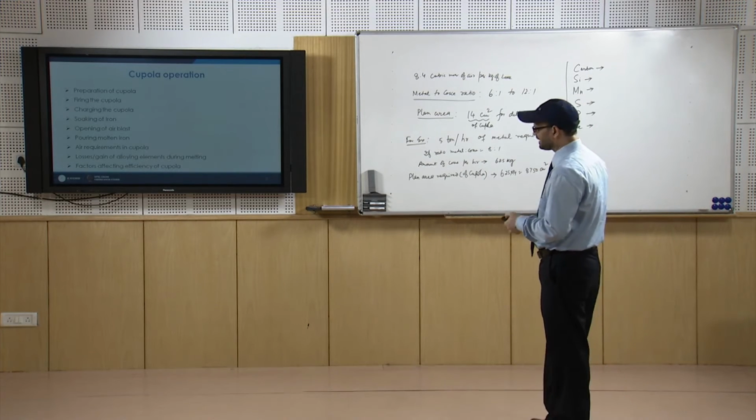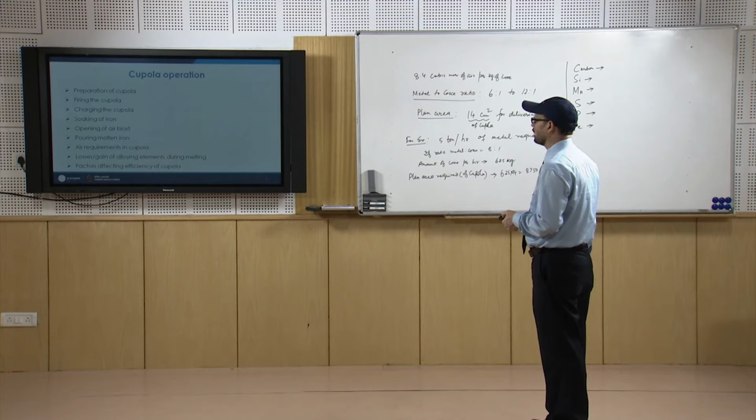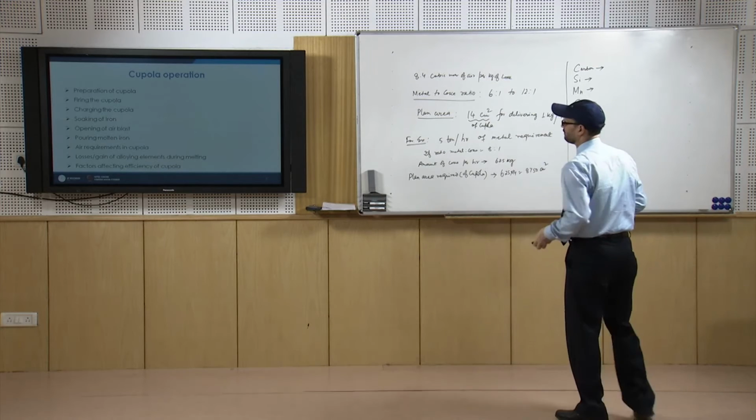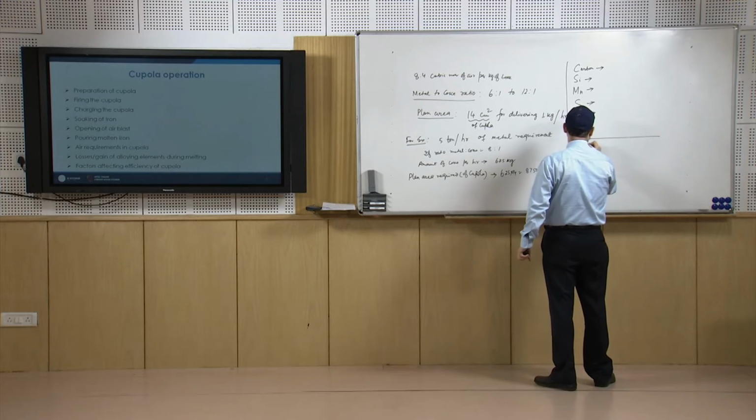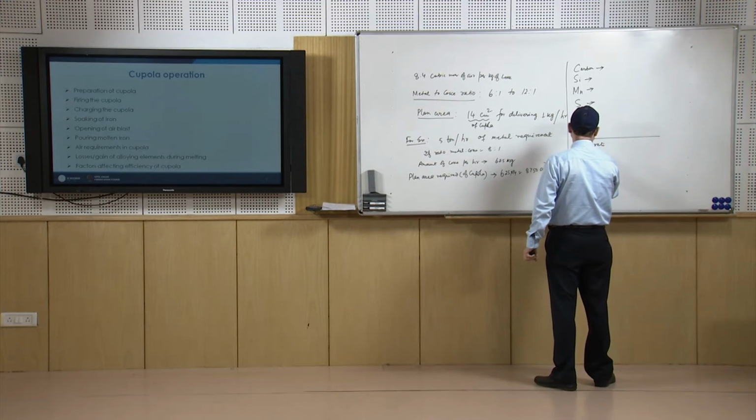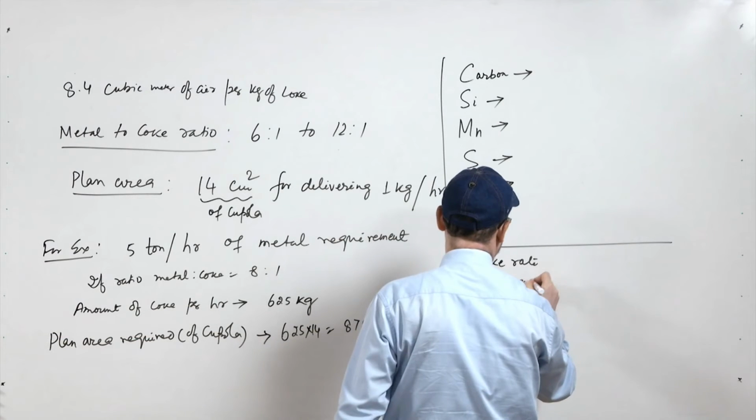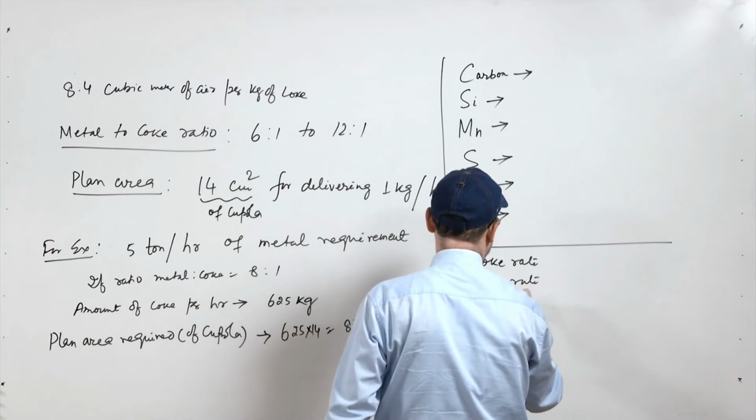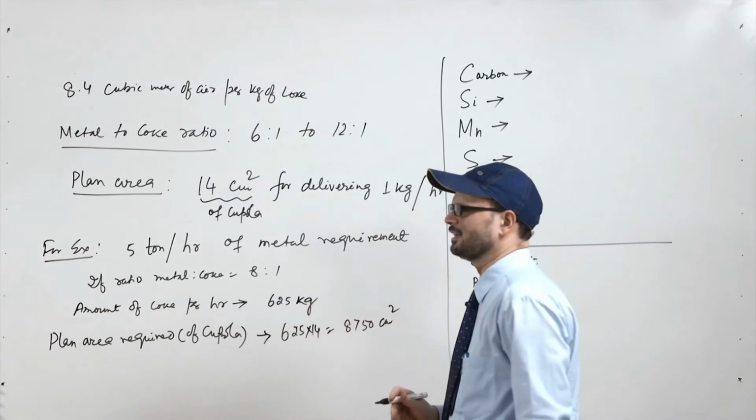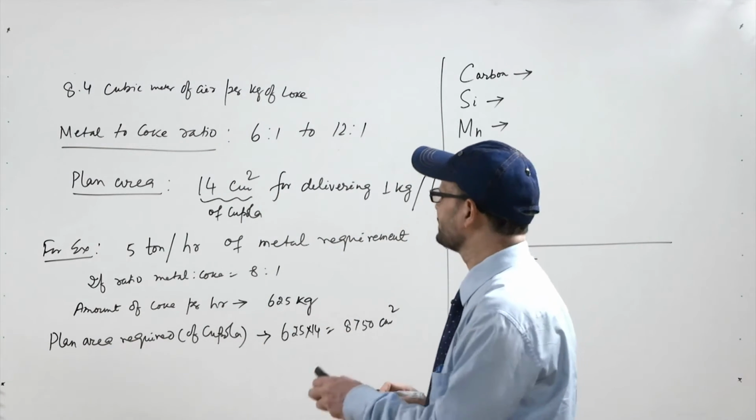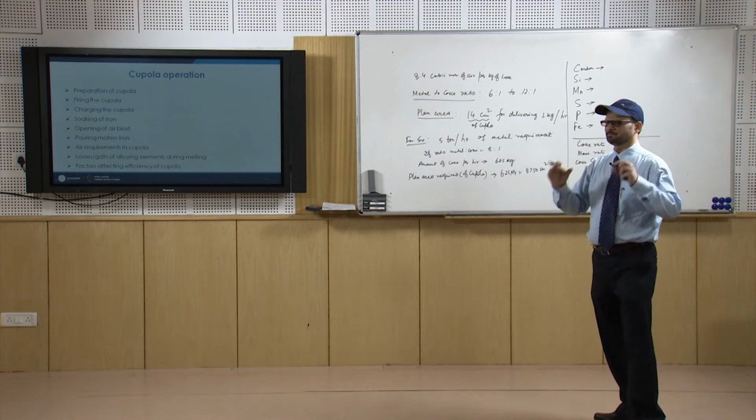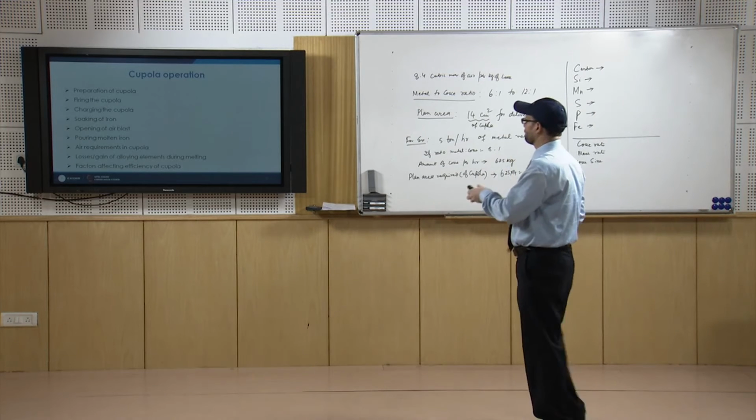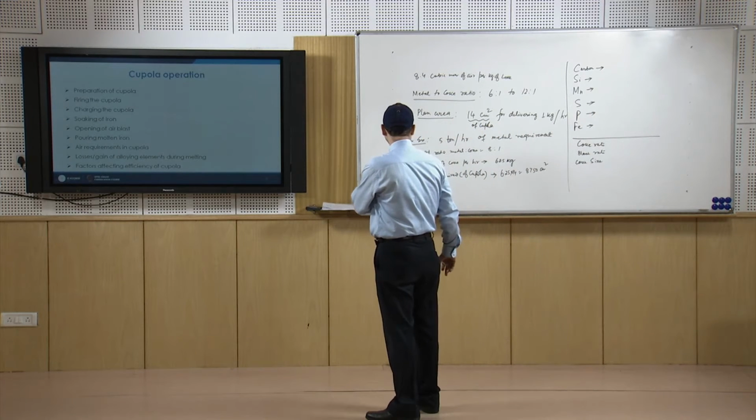Then comes the factors affecting the efficiency of cupola. The factors which affect the efficiency of cupola are coke rate, blast rate, and coke size. So, these affect the quality or the efficiency of cupola. As we know, this coke rate has to be proper, so that the cupola melting is proper. Similarly, you have the blast rate.